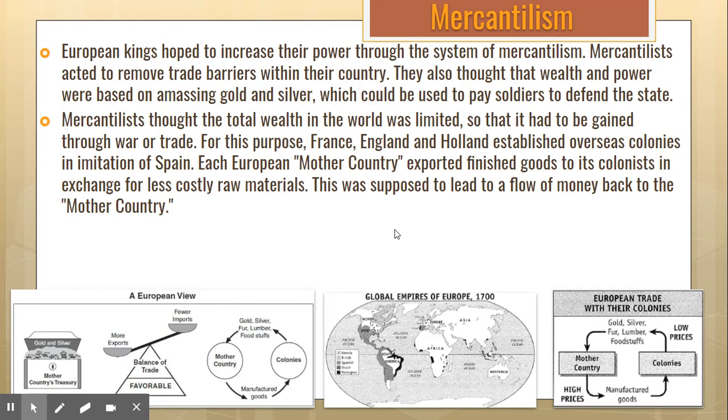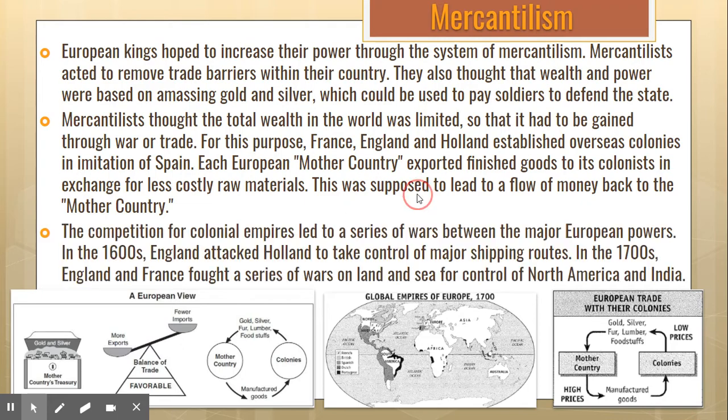So you had to invade other countries, take their resources, or you had to trade with other countries and get their resources. For this purpose, France, England, and Holland established overseas colonies to get these resources, to copy what Spain was doing. Each European mother country exported finished goods back to the colonists in exchange for really, really cheap raw materials from the colonists. So the colonists are always going to be in bad shape economically because they're buying something that's more expensive than what they're actually exporting to the mother country. And this was supposed to lead all this flow of money back to the mother country.